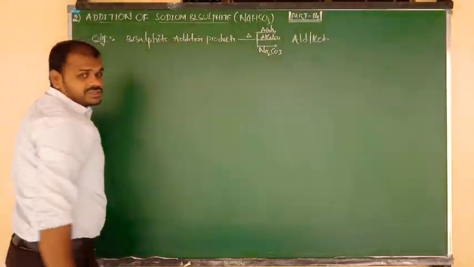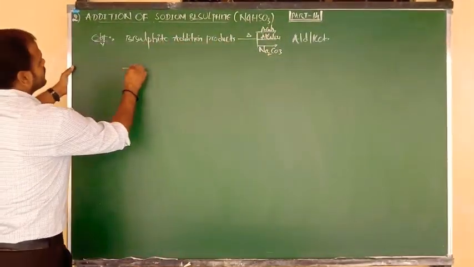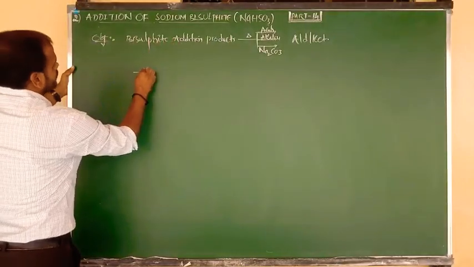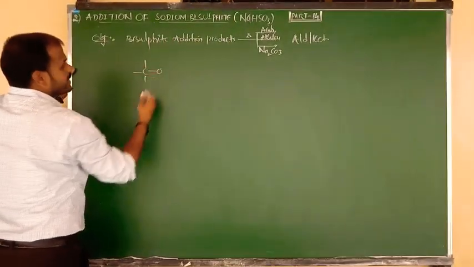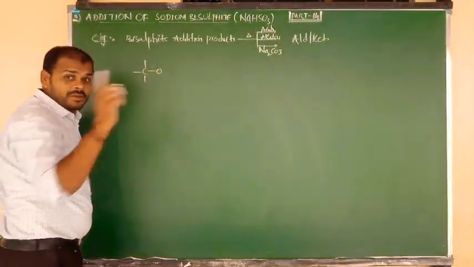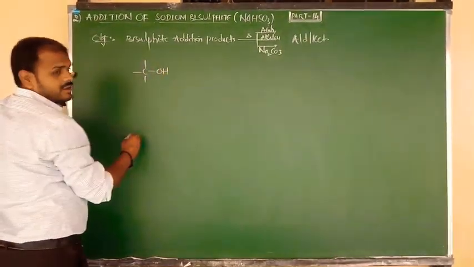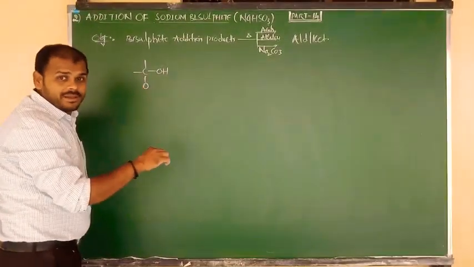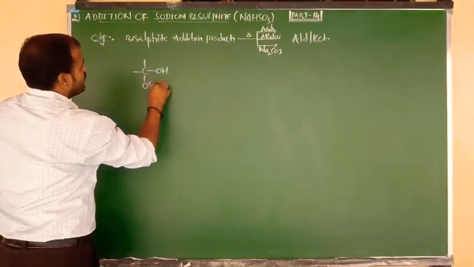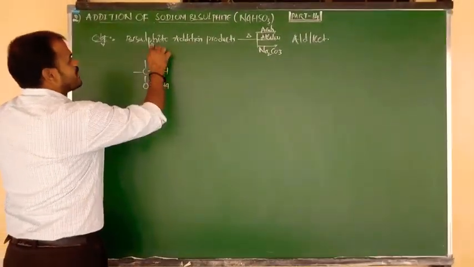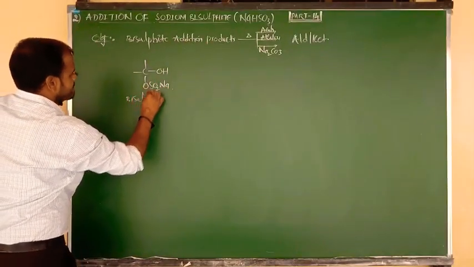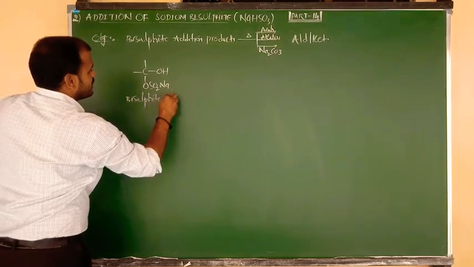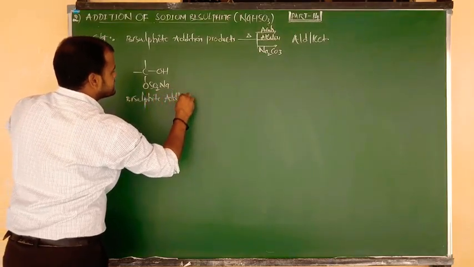Bisulfide addition product, tell me the formula. Again the bonds: above the plane bond, below the plane, right plane, what to write? Generally ONa will be there, but after proton transfer you will get OH. Below the plane OSO2Na will be there. Yes or no? Yes, OSO2Na. So this is your bisulfide addition product.